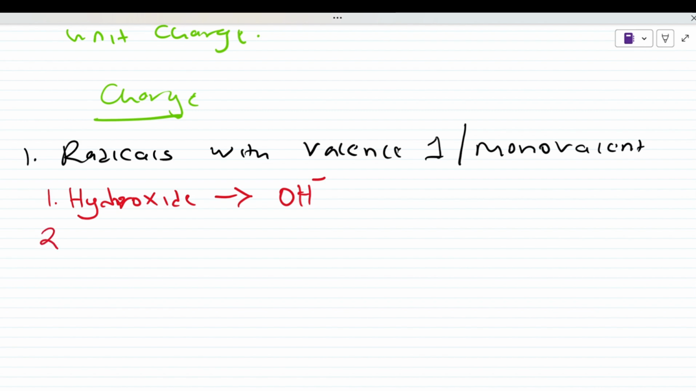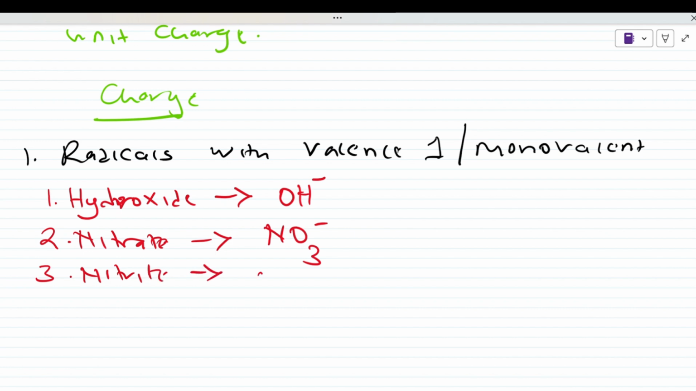Number 2 is nitrate, written as NO3 with the minus on top. Number 3, I'm going to have nitrite, NO2 with the minus.